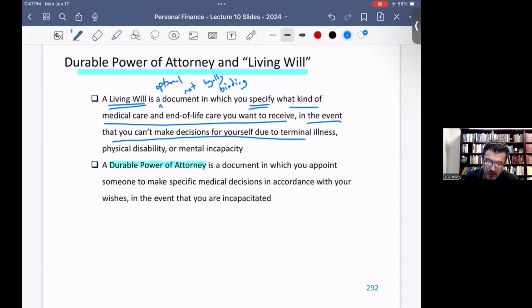A durable power of attorney is a legally binding document in which you appoint someone. It better be someone you trust, someone who you know will execute your desires, and somebody who can handle a lot of pressure. But if you can find that person and they're willing, you make them your durable power of attorney. Because by naming them in that document, they are appointed. They are given the legally honored authority to make specific medical decisions on your behalf when you can't.